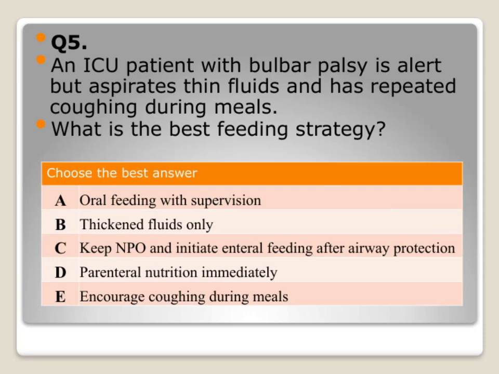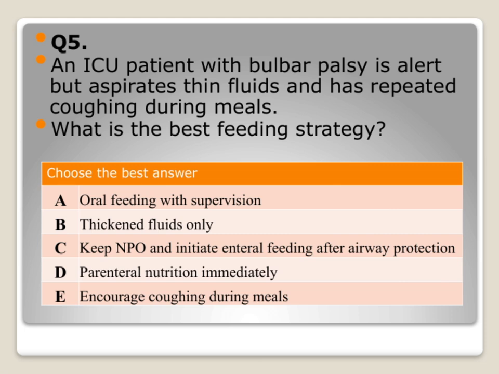Let's take a look at this scenario. We have an ICU patient with bulbar palsy who is alert but has some significant swallowing issues. They're aspirating thin fluids and coughing repeatedly during meals, which indicates a high risk of choking and respiratory complications. So, the key point here is understanding the safest approach to feeding in such a delicate situation.